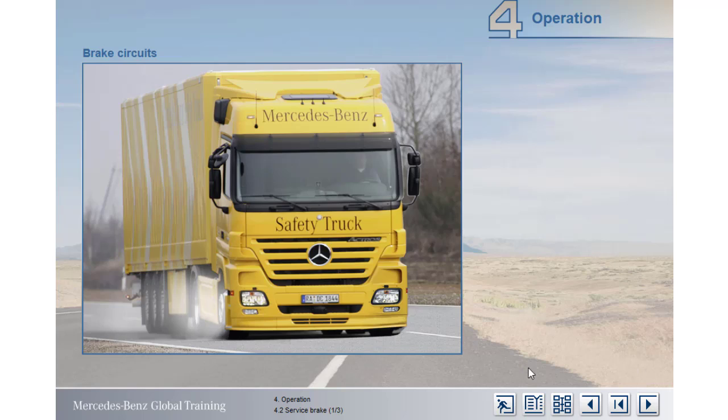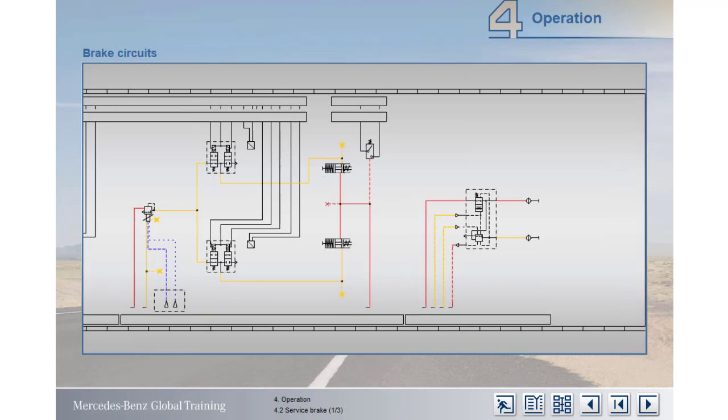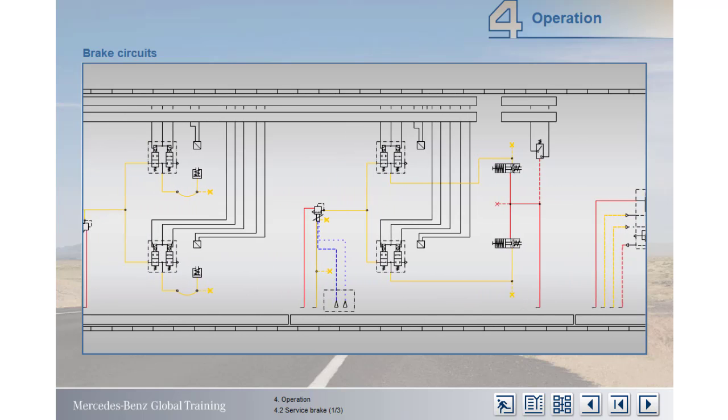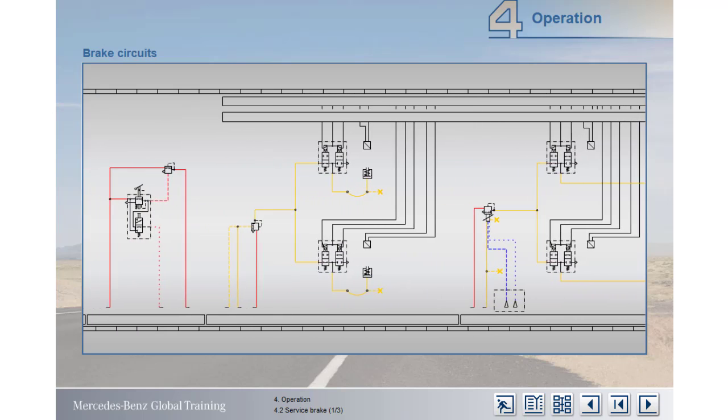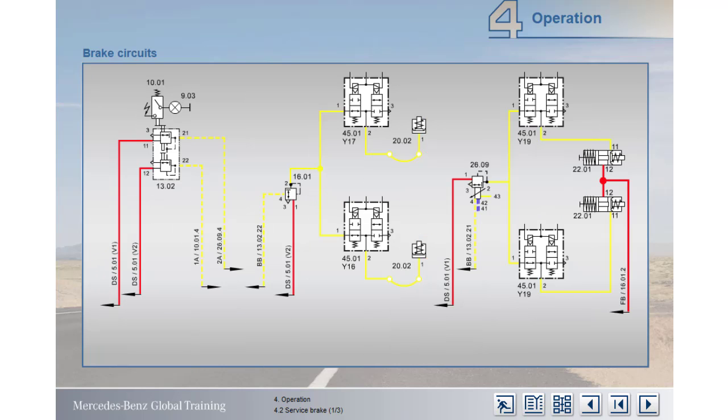Having described the layout of the air brake system and introduced the pneumatic circuit plans, let's see how they help in understanding the operation of circuits, starting with the service brake. Here we're looking only at the service brake circuit. We've condensed the diagram by removing all unnecessary items. Solid red indicates supply pressure. Dotted red denotes control pressure. Solid yellow indicates brake pressure. Dotted yellow denotes control brake pressure.